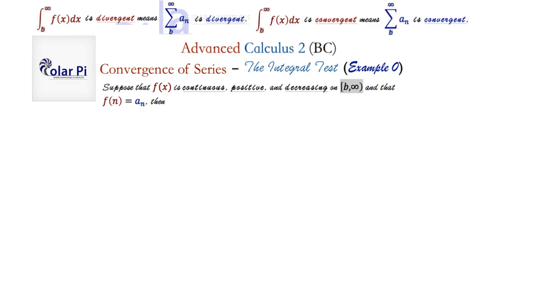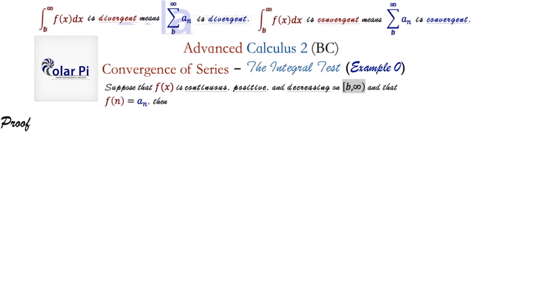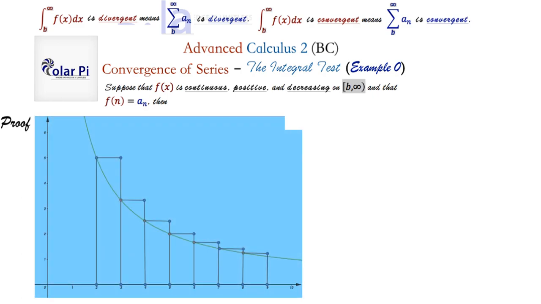We're going to start with the divergence part. So here goes the proof. For the proof, we need to begin with this visual. By the way, this visual is made using GeoGebra. In this visual, this green curve is the function f of x.